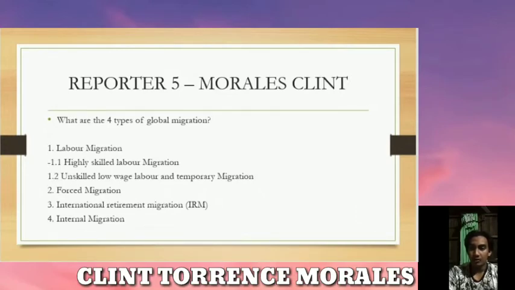The second type of global migration is forced migration. Forced migration includes not only refugees and asylum seekers fleeing war or political repression, but also people displaced from their homes by projects such as dams or roads, or as a result of certain natural disasters.